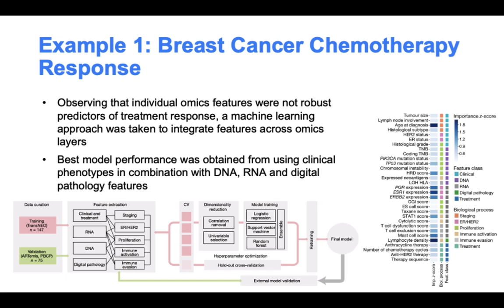So I think on the right here is just the feature importance that was computed for each of these clinical and omics related features. But this is an example of how multi-omics integration can really provide stronger and more accurate results than a single omics analysis might.